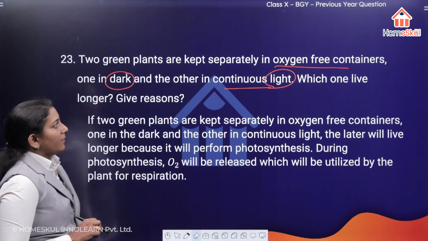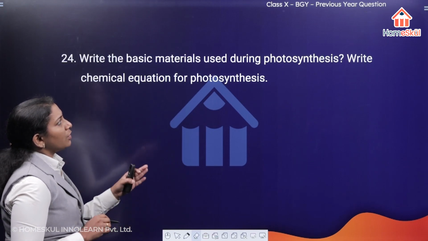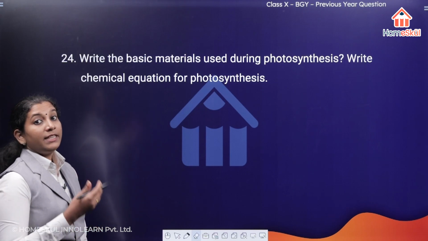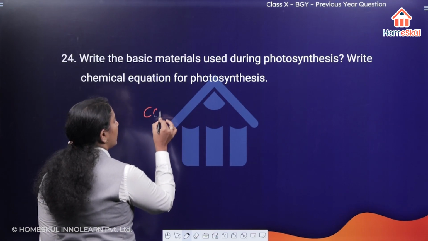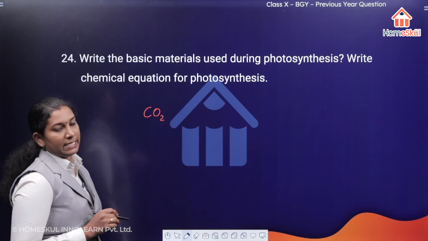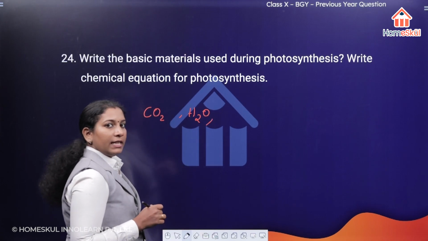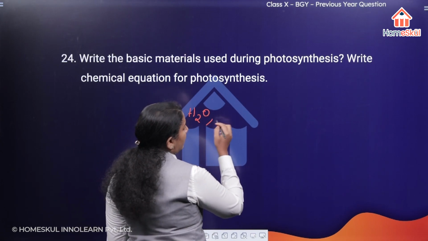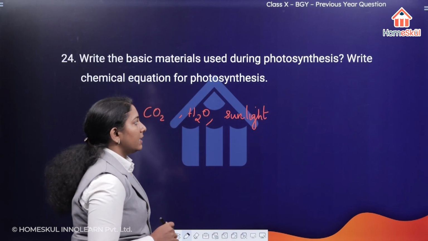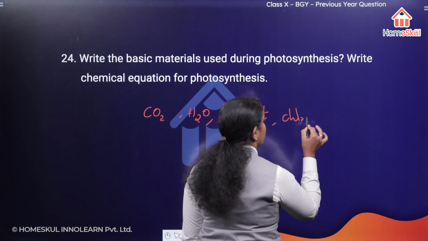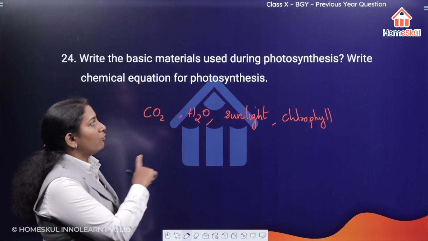Then, question number 24. Write the basic materials used during photosynthesis. That is, the requirements for photosynthesis are being asked here. What are the requirements? We know that carbon dioxide is the essential material for photosynthesis. Then some amount of water is required. Then sunlight, which is also a limiting factor for photosynthesis. Then it requires chlorophyll molecules. So these are the main requirements for photosynthesis.